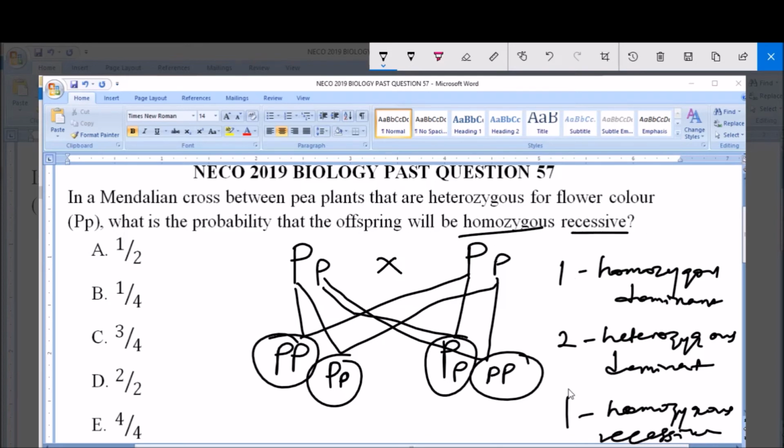Now out of these 4 outcomes, just one is homozygous recessive. Therefore, the probability of homozygous recessive will be equal to 1 over 4, and that is option B. So the answer is option B, 1 over 4.